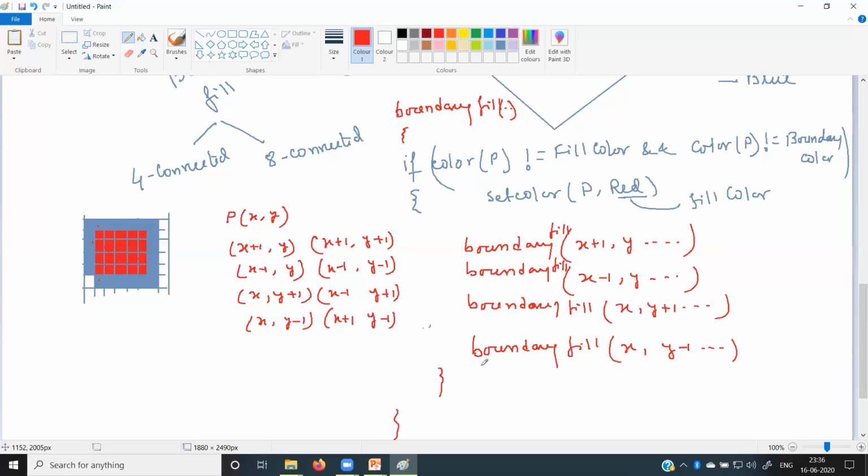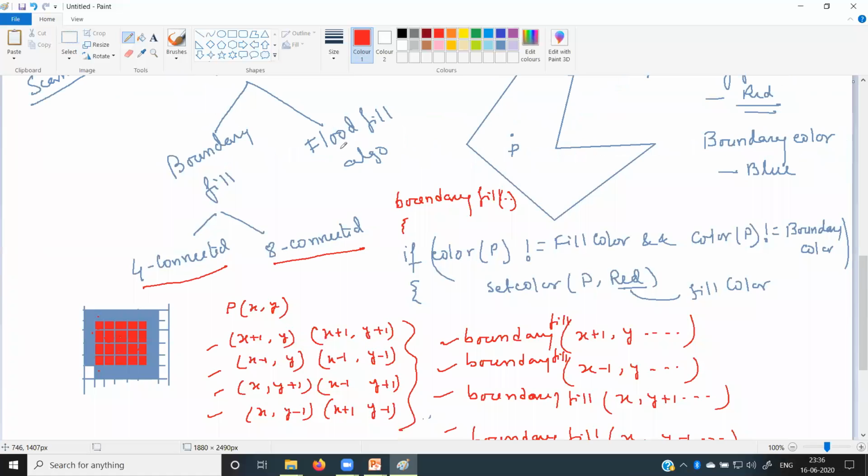So the same technique will be applied. That is, instead of calling the boundary fill function for the 4 nearest neighbors, we will call the boundary fill function for the 8 nearest neighbors. And why do we need the 8 connected algorithm, though we have the 4 connected algorithm? You can understand this necessity when you learn the flood fill algorithm.